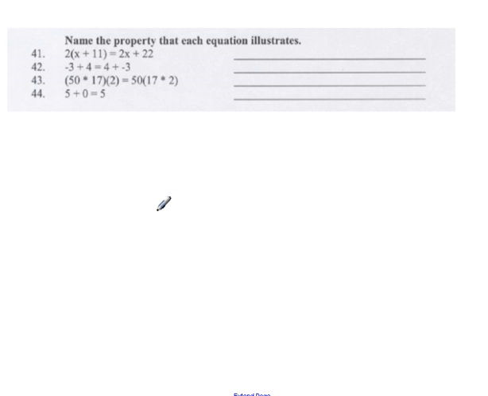Okay, on to the properties. Continuing on with the algebra review for the exam. Remember that you want to compare the left side to the right side. What happened here is that the 2 was multiplied by each term. That's called the distributive property. There's a longer name for it, distributive property of multiplication over addition, but distributive property is sufficient.